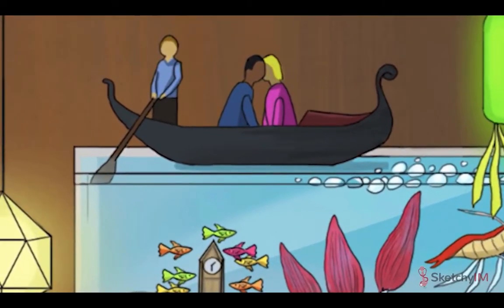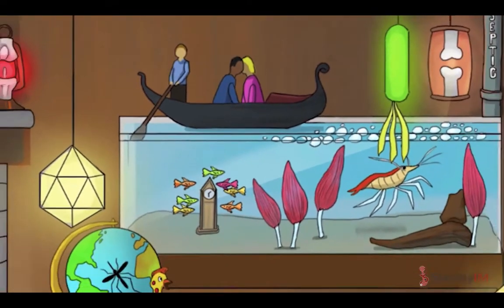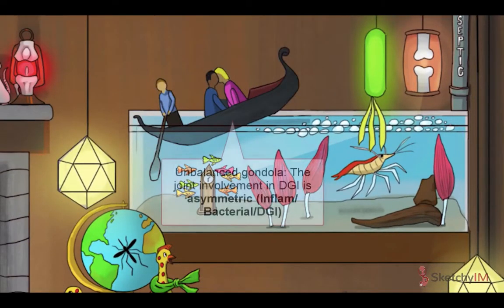Disseminated gonococcal infection is the most common cause of septic arthritis in sexually active adults, especially in individuals under 40 with multiple partners or men who have sex with men. The original infection is typically an asymptomatic genital or pharyngeal infection. The joint involvement in gonococcal arthritis tends to be asymmetric, hence the asymmetrically weighted gondola tipping in the water.